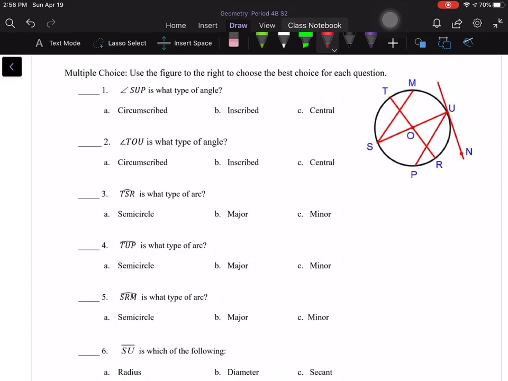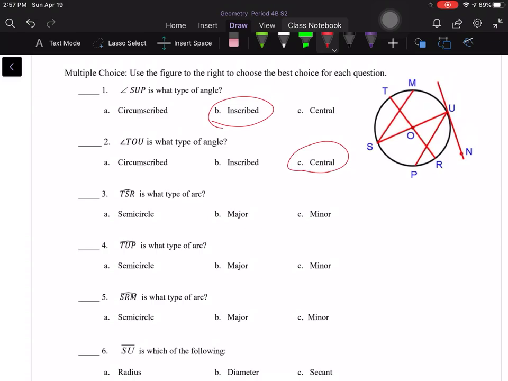Okay, so its first section is multiple choice. Angle SUP is what type of angle? SUP is on the circle, so that's actually an inscribed angle. I know it's kind of weird to think on and it's in. Angle TOU, so TOU is a central angle because it's at the center.